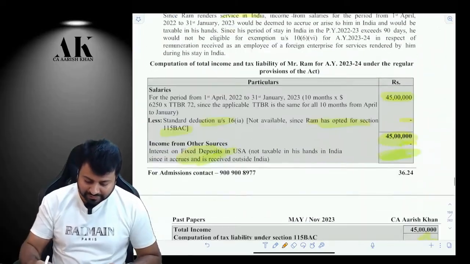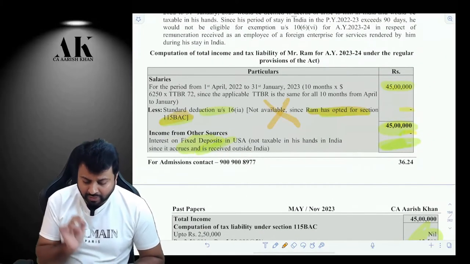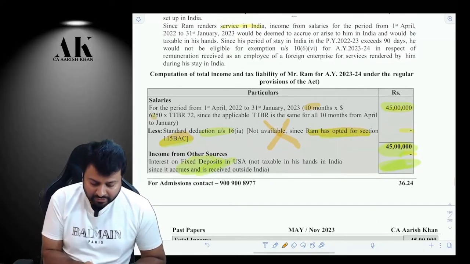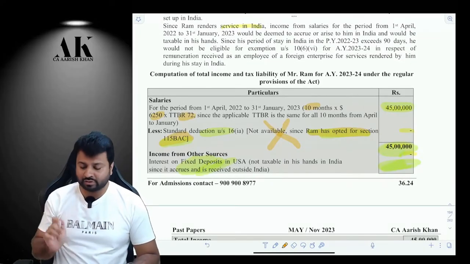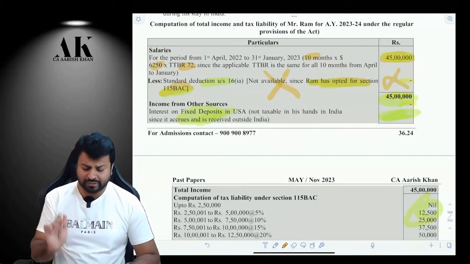Once we get the salary, we will not take the standard deduction because he is opting for 115BAC. So 10 months into 6250 into TTBR, which is given in the last column. Once we get this, we'll get the salary. We will not get the standard deduction because he is opting for 115BAC.